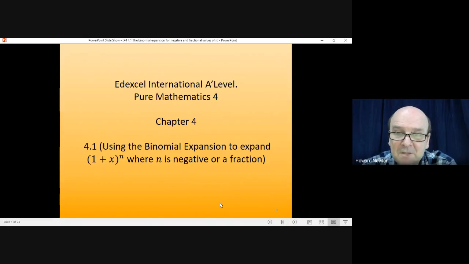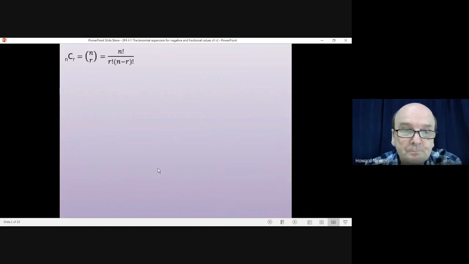Now, back in Pure Mathematics 2, you'll have met the binomial expansion before, where rather than having 1 plus x, you normally have something like a plus b to the power of n, and we only considered values of n where n was a positive integer. We'll be expanding it in this lesson to where n is a negative number or where n is a fraction. But first of all, we'll just quickly go back over some of the essential stuff from Pure Mathematics 2.